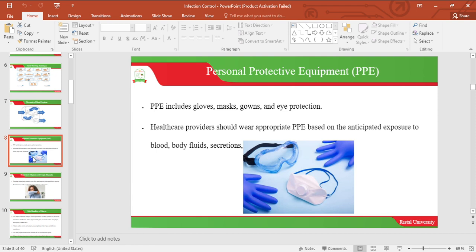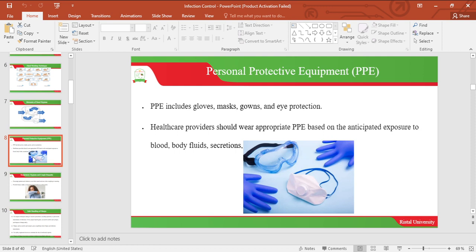Let's look at the personal protective equipment, that is PPE. Personal protective equipment includes gloves, masks, gowns, and eye protection. Healthcare workers should wear appropriate personal protective equipment based on the anticipated exposure to blood, body fluids, and secretions.